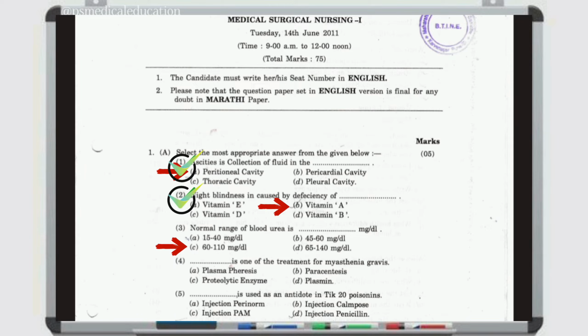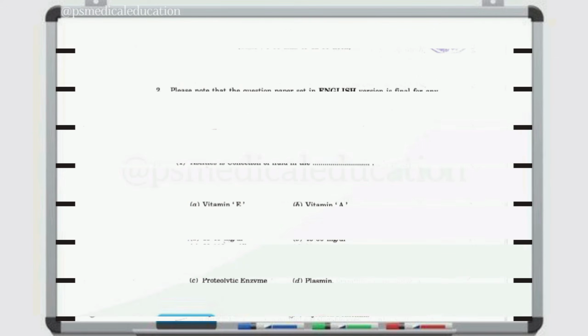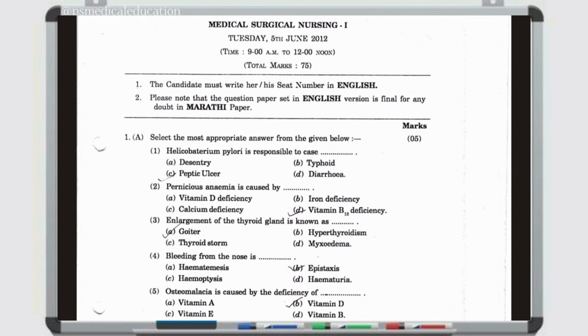Answer is C. Next, dash dash is one of the treatments for myasthenia gravis. Answer is A. Next, dash dash is used as an antidote in TIK-20 poisoning. Answer is injection PAM. Answer is C. Next, Helicobacter pylori is responsible to cause peptic ulcer. Answer is C. Next, pernicious anemia is caused by vitamin B12 deficiency.